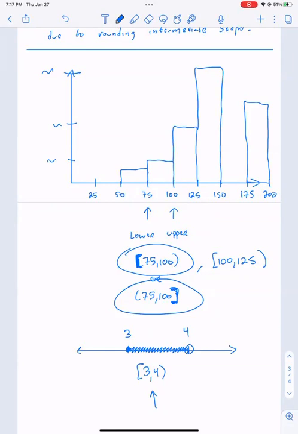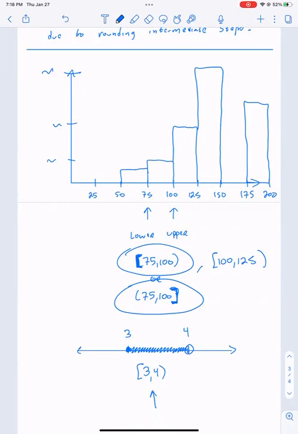Professor, in the case of the first one, bracket 75 comma 100, it would be everything except 100. Well, everything from 75 inclusive to 99.999999999 would go in there. And then once you hit 100, now you're in the next one, up until 124.99999999999. And then once you hit 125, bam, now you're in the next one.